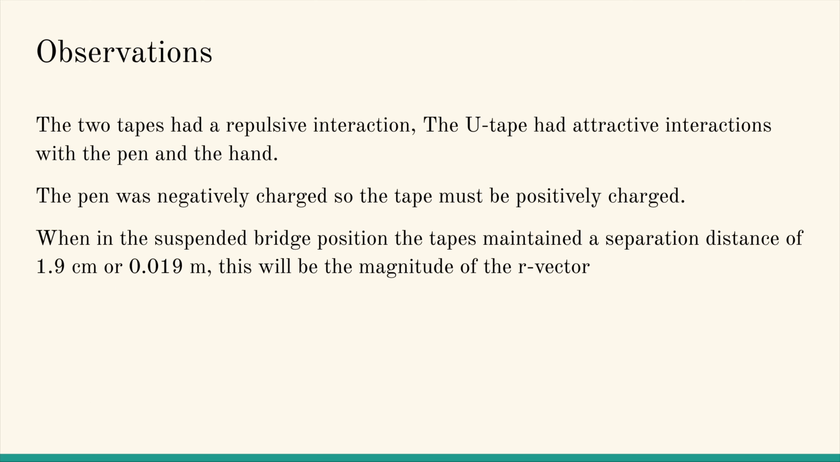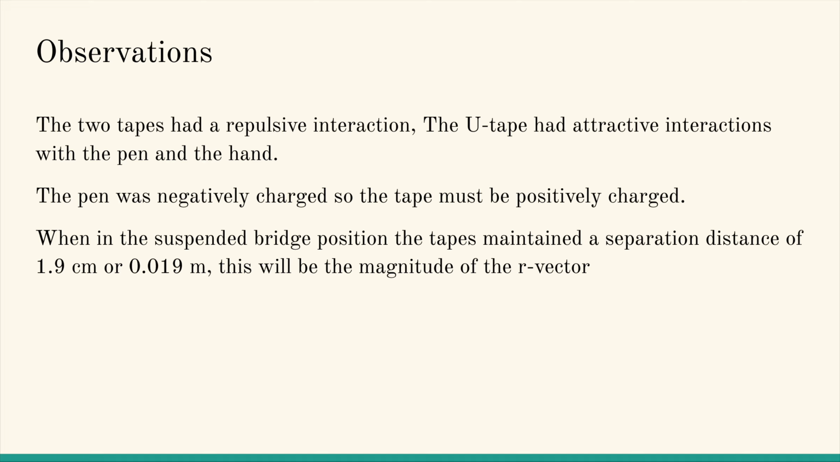So when this lab was done, we observed that the two tapes had repulsive interactions. The U-tape had an attractive interaction with the pen and the hand. So the pen was negatively charged. We knew this because it was rubbed on clothes, and so the tape must have been positively charged because it was attracted to the hand.